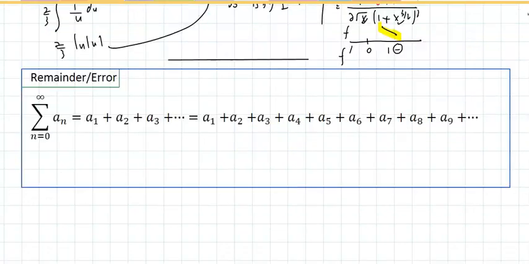Now we're going to talk about a very important idea, remainder or error. That's going to come up in almost every section of 11.3, 11.4, 11.5. So, each of those has its own formula. We don't want to memorize those. We want to understand them.